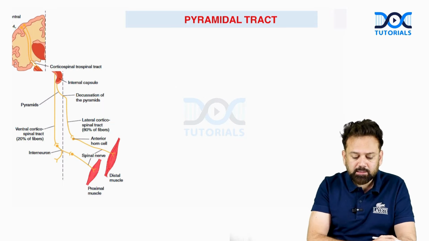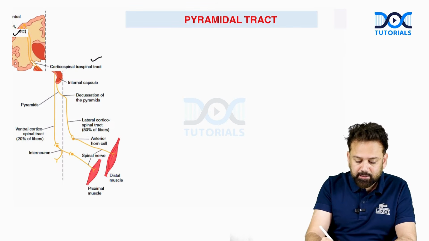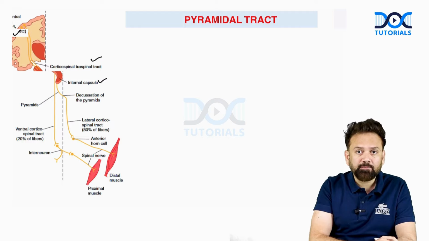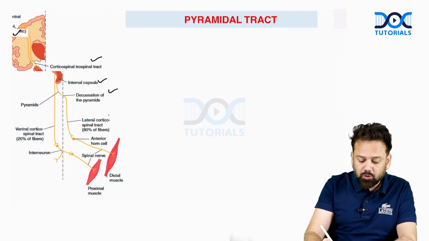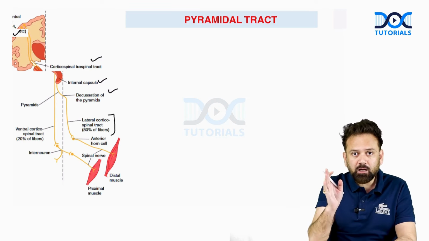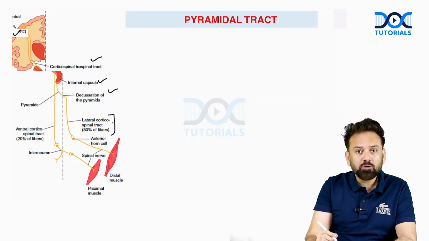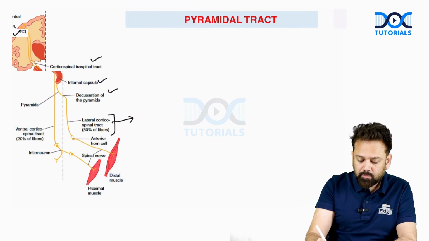Okay, now we can see the pyramidal tract. They are coming from layer 5 of the cortex, and they are called corticospinal tract. They will cross the internal capsule and they will decussate at the pyramid of the medulla. When they are decussating, 80% will cross in the medulla, and those fibers crossing in the medulla are called lateral corticospinal tract, and they are actually for skilled voluntary activity.